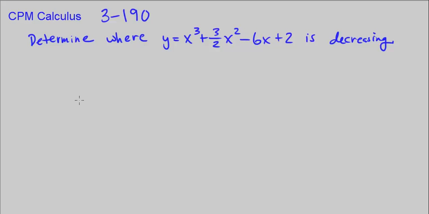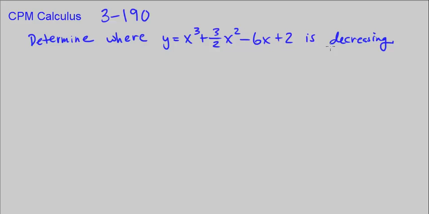This is CPM Calculus, Chapter 3, number 190. Determine algebraically where y is equal to x cubed plus 3/2 x squared minus 6x plus 2 is decreasing. Then check with the graph of y on your graphing calculator. How did the derivative help? Well, okay, the derivative, how's that going to help?